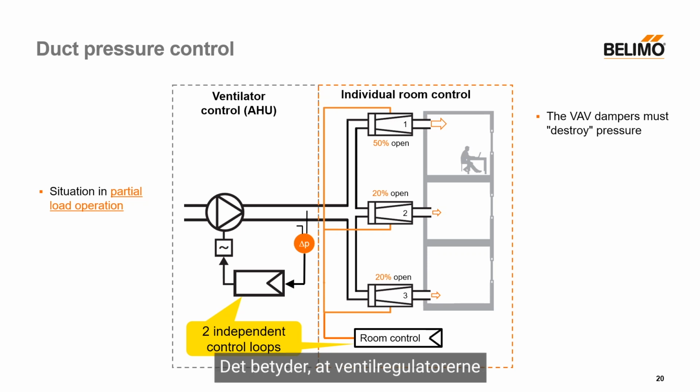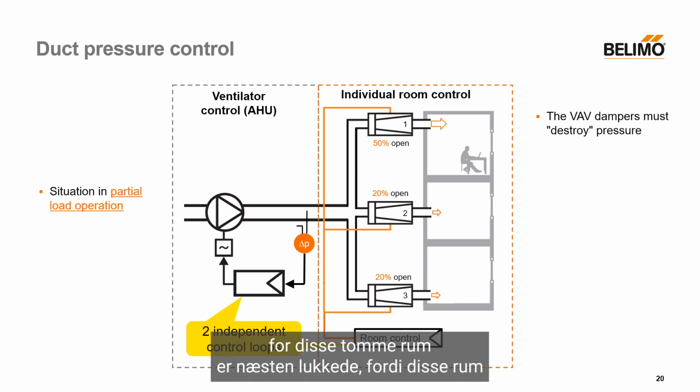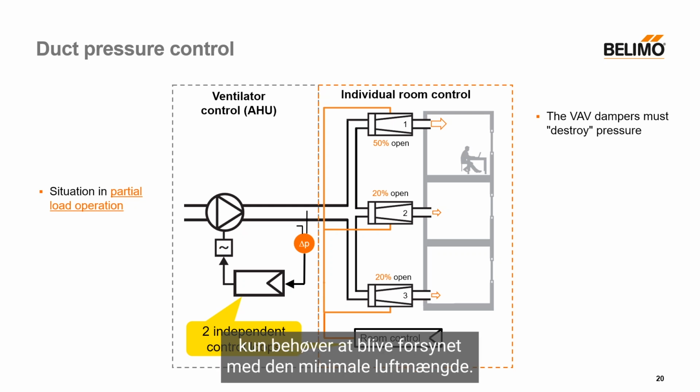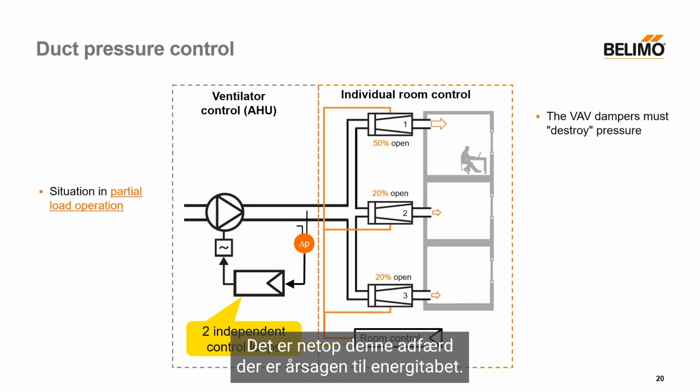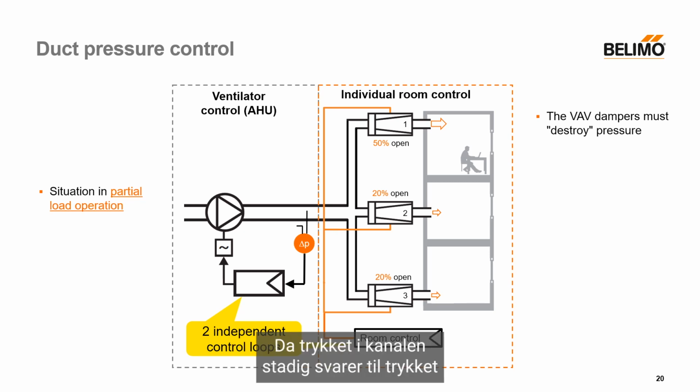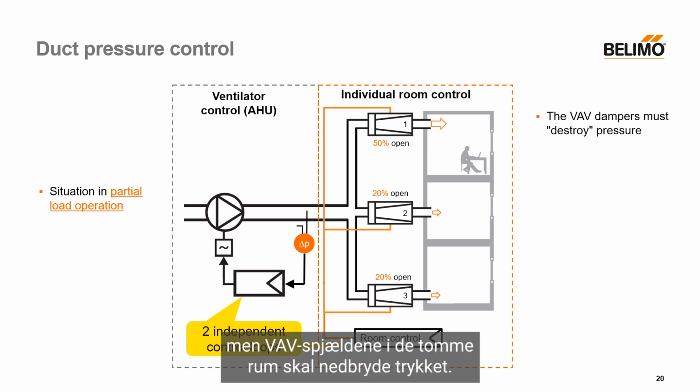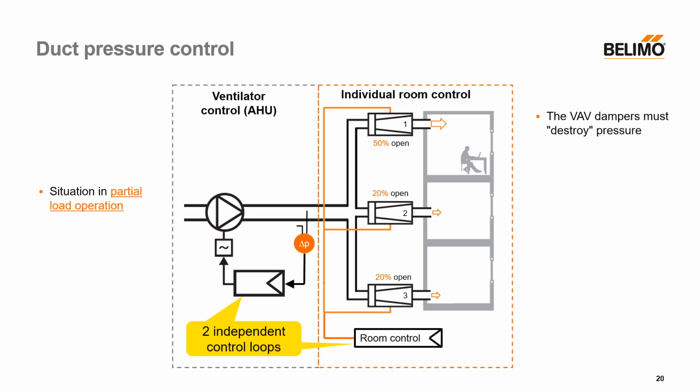This means that the VAV controllers for these unoccupied rooms are almost closed, because these rooms only have to be supplied with the minimum air volume flow. It is precisely this behavior that is the cause of the energy loss, since the duct pressure still corresponds to the pressure for nominal load operation, but the VAV units of the unoccupied rooms must destroy pressure.